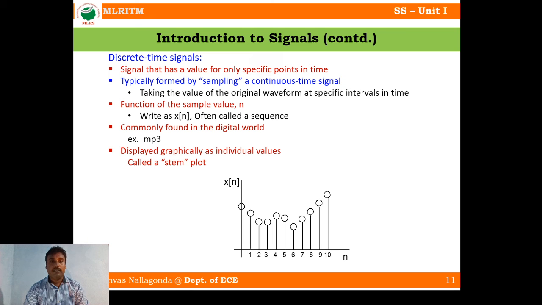Now the point is how to get a discrete time signal from a continuous time signal. We apply the sampling process. The sampling process will be discussed in the next slide. A discrete time signal example is MP3. The music signal which is saved in MP3 format is also a discrete time signal.